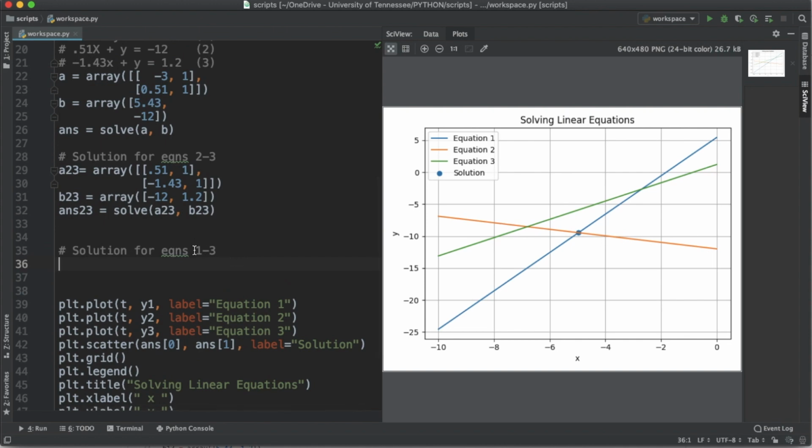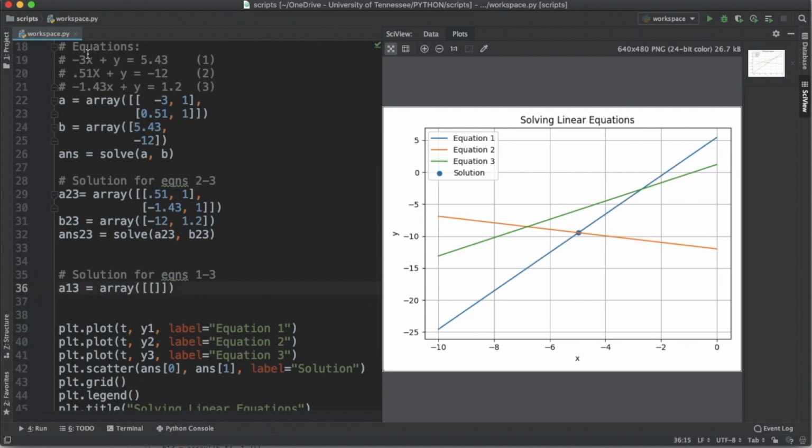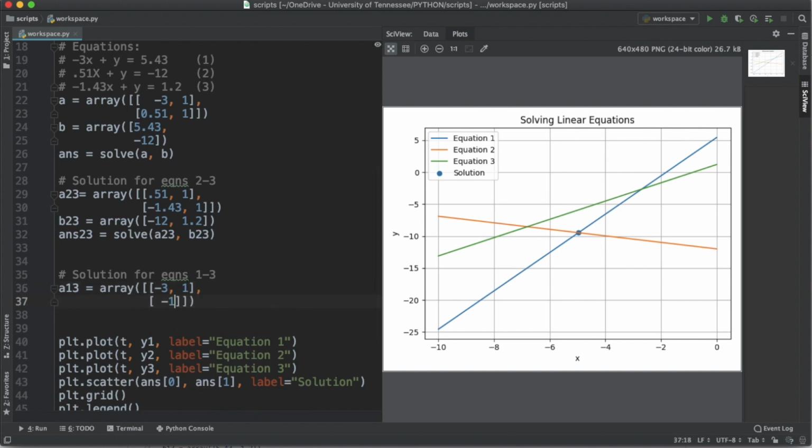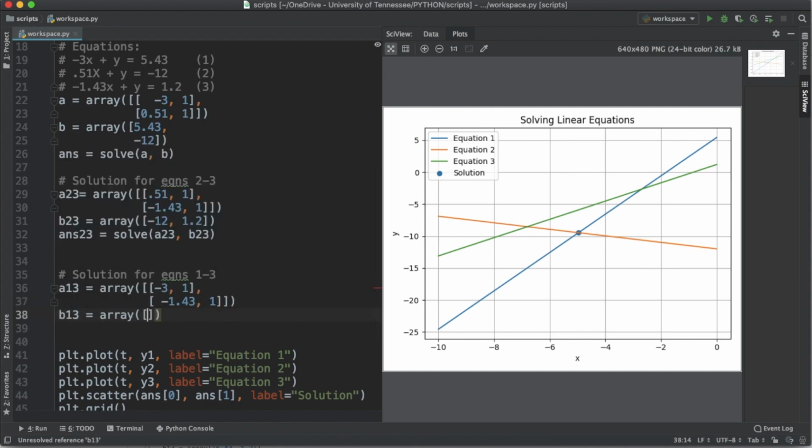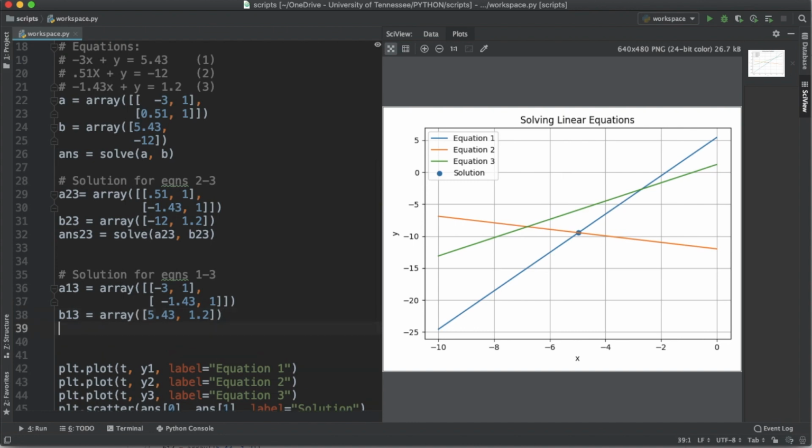The same process applies for equations 1 and 3. Our A variable is going to be A13 equals array. It's going to be stealing the coefficients from the first and third equation, so negative 3 and 1, followed by negative 1.43 and 1. The B matrix is going to be an array, and the values are 5.43 and 1.2, which are the constant values in equations 1 and 3. Once again, let's use the solve function to get the answers for the intersect between 1 and 3. So the first argument is A13, and the second argument is B13.